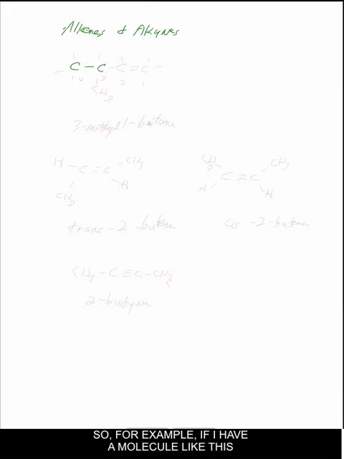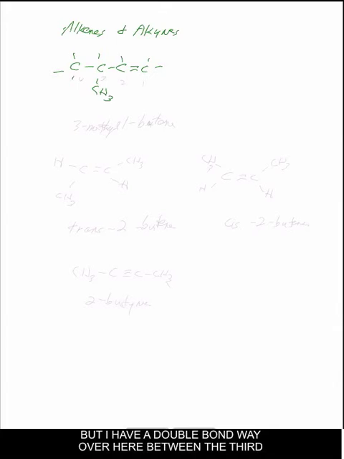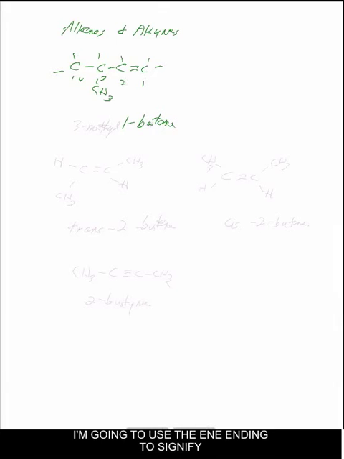So for example, if I have a molecule like this, in which I've hung a methyl group on the second carbon, but I have a double bond way over here between the third and fourth carbon looking at it left to right, then I'm going to have to number this molecule from right to left to give the lowest possible number to the double bond, which therefore puts a double bond after carbon atom number 1. So I'm going to call this a 1-butene. I'm going to use the ene ending to signify the fact that this is a double bond.